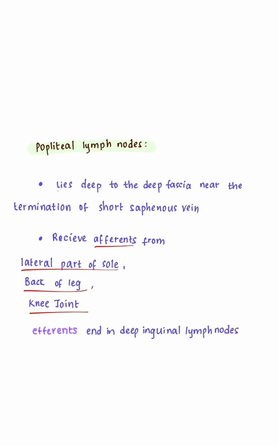Popliteal lymph nodes lie deep to deep fascia. They lie near termination of short saphenous vein. Popliteal lymph nodes receive afferents from lateral part of sole, back of leg, knee joint. Its efferents end in deep inguinal lymph nodes.